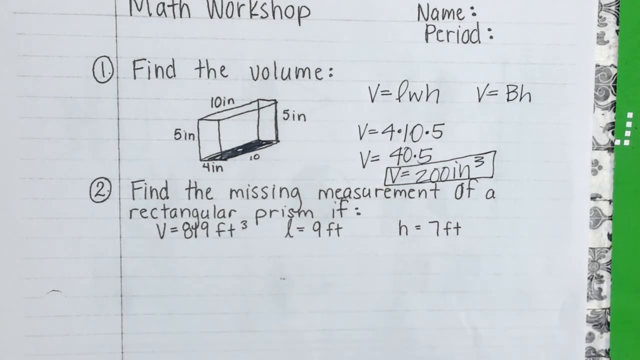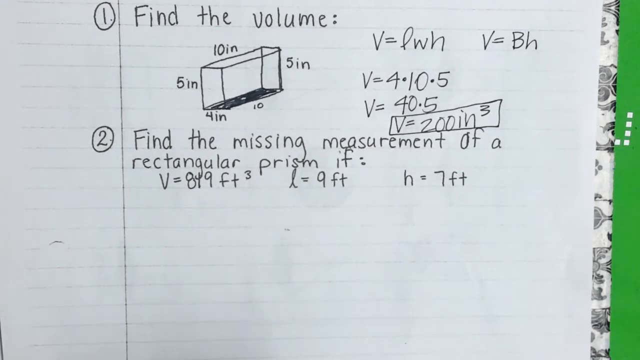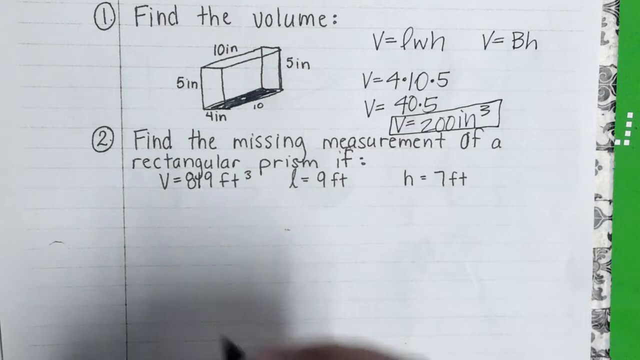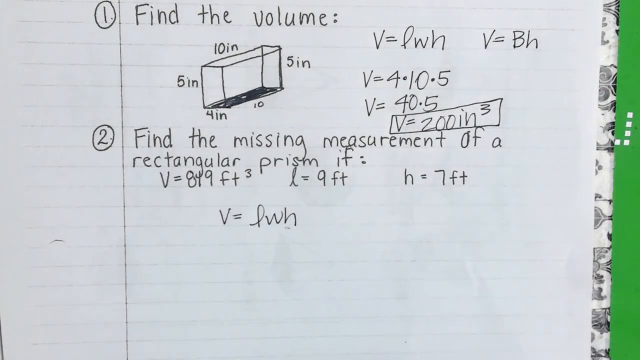That's fine. All right, now, the other thing I want us to talk about real quick is finding the missing measurement. So, again, we start off with our formula, just like we did when we had area. Volume equals length times width times height. And like we did when we were doing algebra, I'm going to plug in what I know. All right?